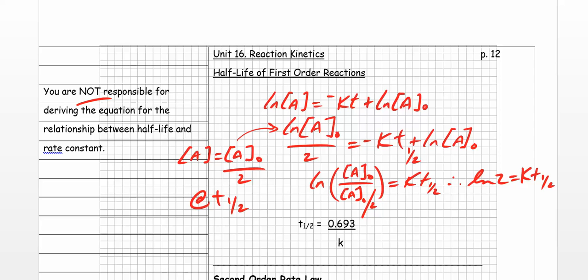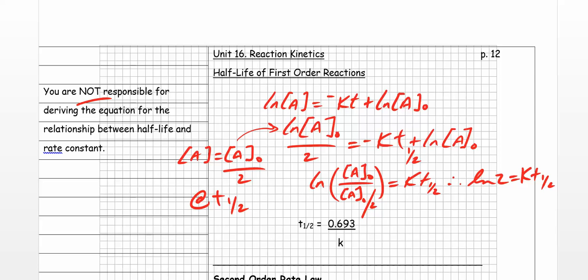You with me? So here we go. We're going to say that instead of writing natural log of concentration of A, we're going to say natural log of concentration of A naught over 2. There's the substitution right there. Is equal to minus k, but we're interested in a specific time. Not any old time, but the half-life, right? So we're going to say that's equal to minus k t1/2 plus the natural log of the initial concentration of A, all right?